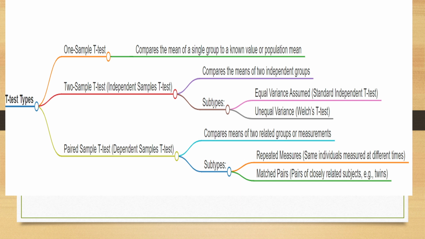For the dependent t-test, there are repeated measures, where the same individual is measured at different times, or matched pairs of closely related subjects, such as twins.